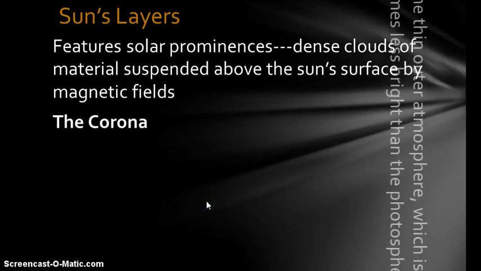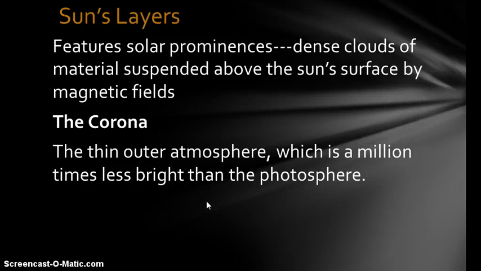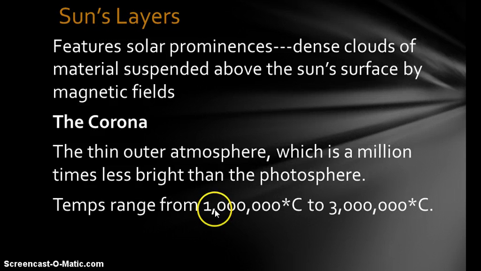Then we get into the corona, the thin outermost layer of the atmosphere, which is 1,000,000 times less bright than the photosphere. And temperatures actually increase, which is very, very odd as we get up into those higher layers of the sun's atmosphere. It gets back into the millions of degrees.